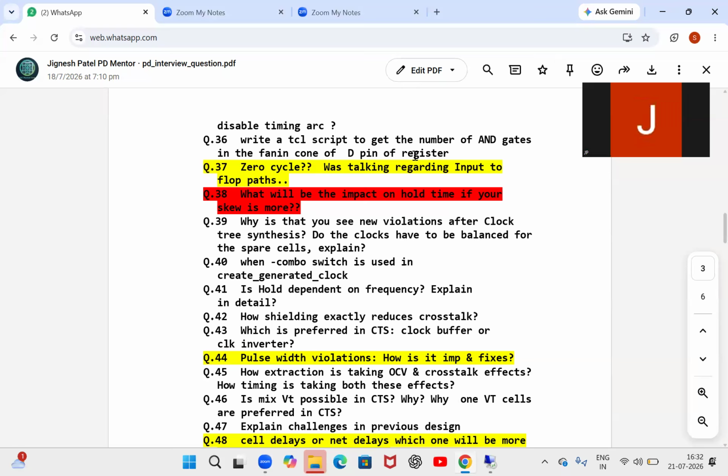So see, I think this command, try to practice. Okay, 36, we can discuss next time. Number of AND gates: we can take that register and do fan-in, and grep only AND gates, right? Grep only AND from that script and do size of collection.